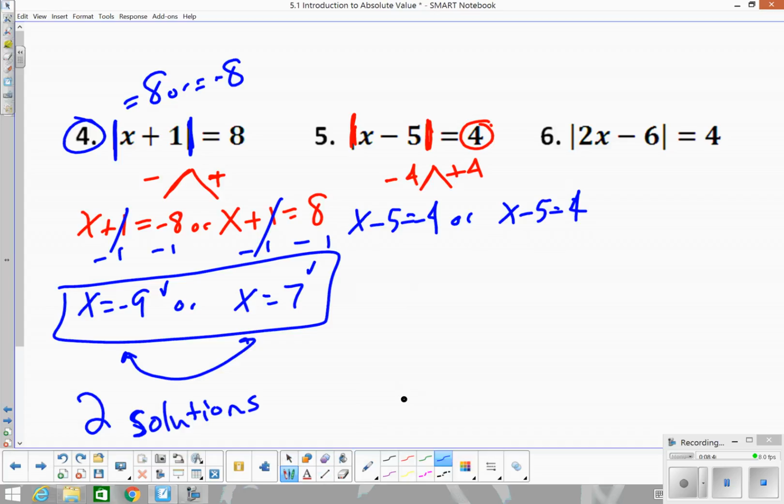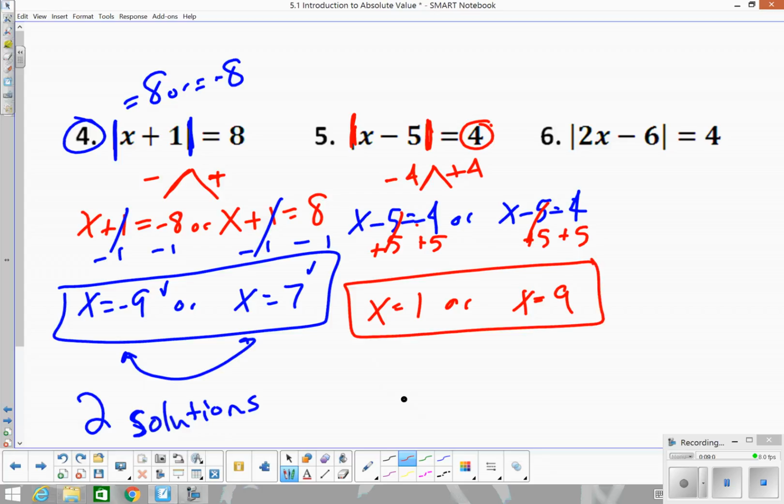Okay, good. And when I go ahead and solve my left equation, I'm going to have to add 5 to both sides. I'm going to be left with x equals negative 4 plus 5 is 1. Or add 5 to both sides. I'm going to end up with x equals 9. Those are my 2 equations. Go ahead and try number 6. It's just a money problem.